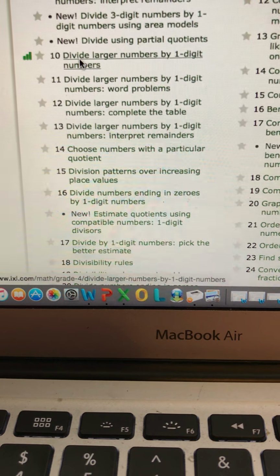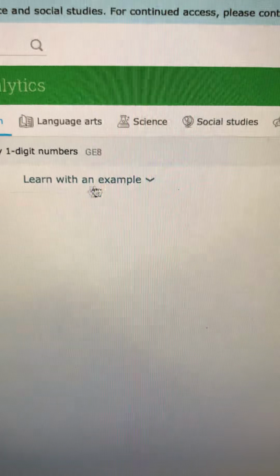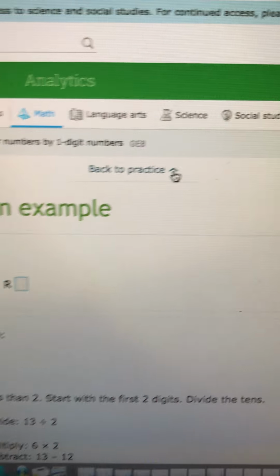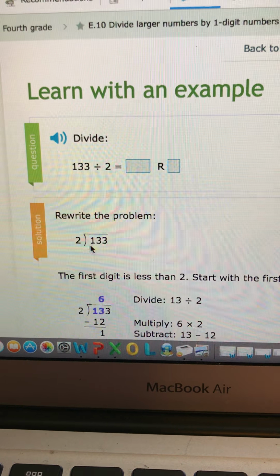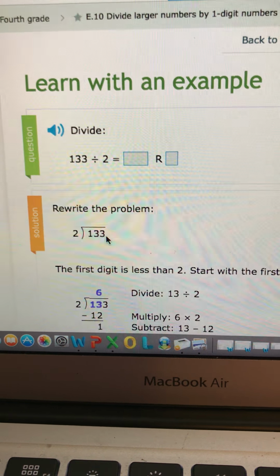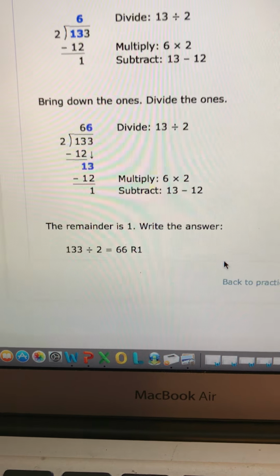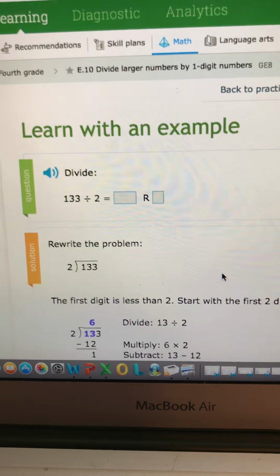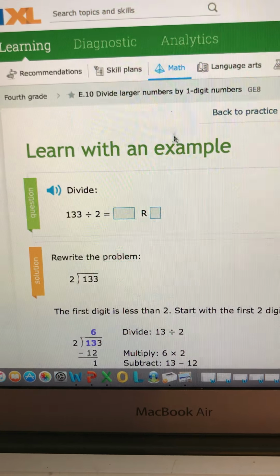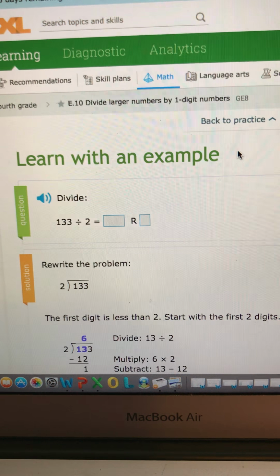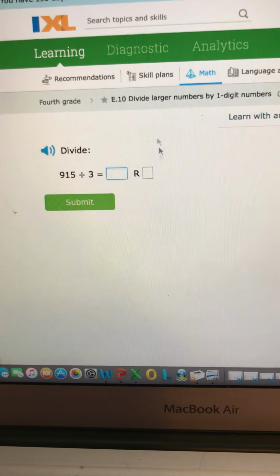Remember that when you go to these, there's always a learn with an example that you can bring up and you can work it out. It'll give you the problem. And so it tells you even to rewrite this problem, make it more easier to work. And then it gives you the answer. It tells you how to do it. Okay? So don't give up. If you get there and you forget, click on back, click on the example so you can practice with it. And then it says back to practice. And you go back and you will start working them.